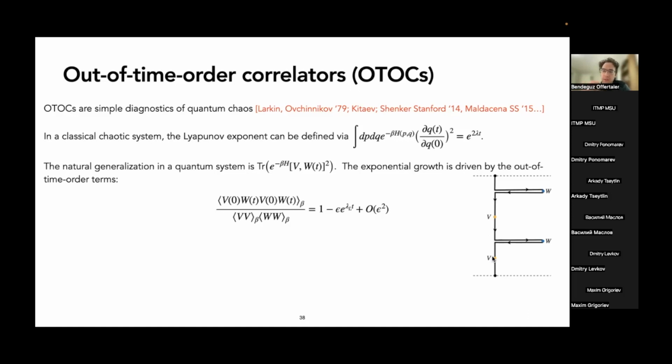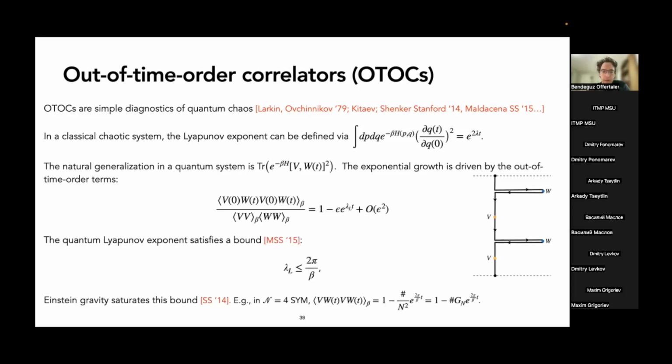And OTOCs with different spacings will have slightly different properties and interpretations, but their qualitative behavior will be similar. Another important property of the OTOCs is that the Lyapunov exponent satisfies a bound, which follows from the analyticity and boundedness properties of the OTOC. And in particular, Einstein gravity saturates this bound.